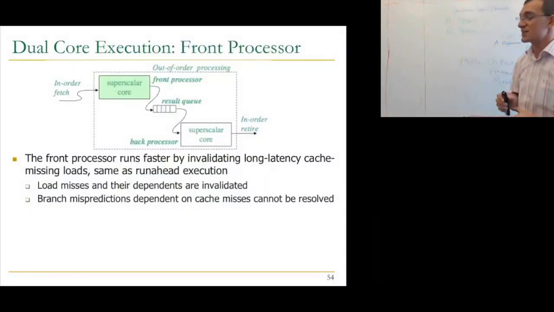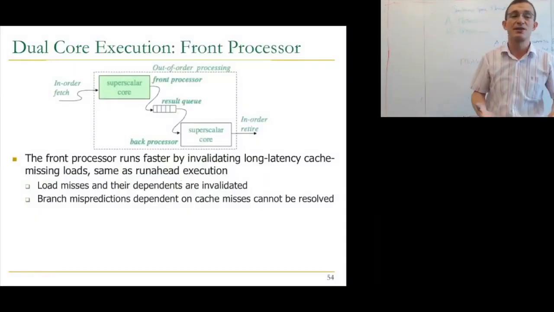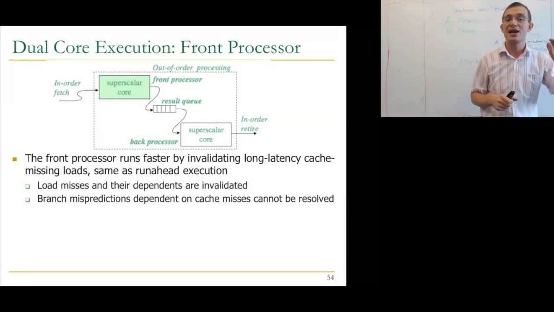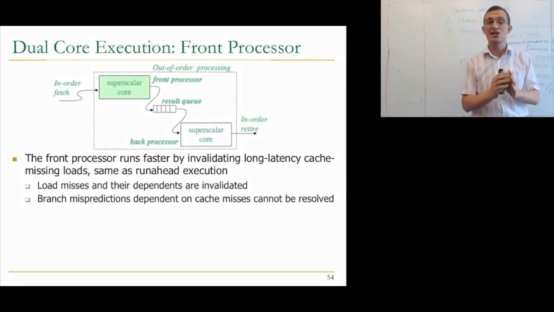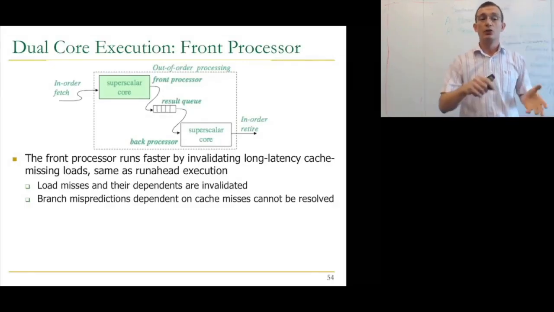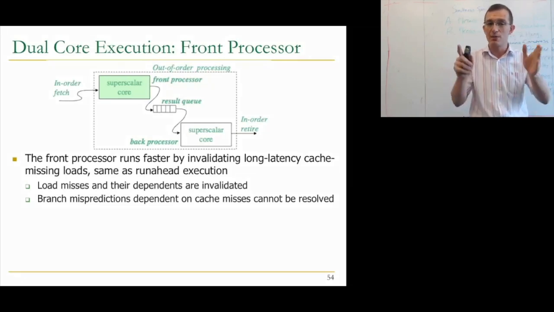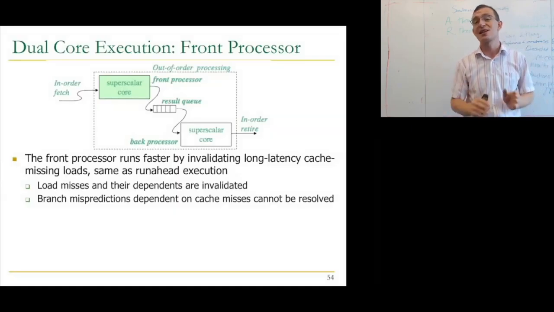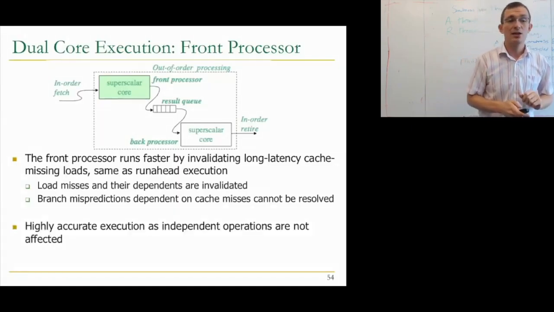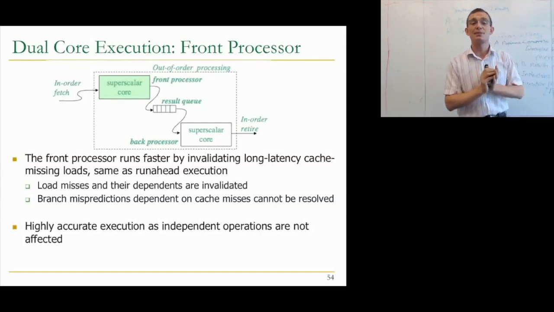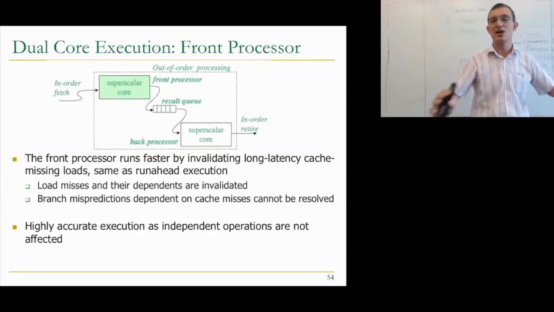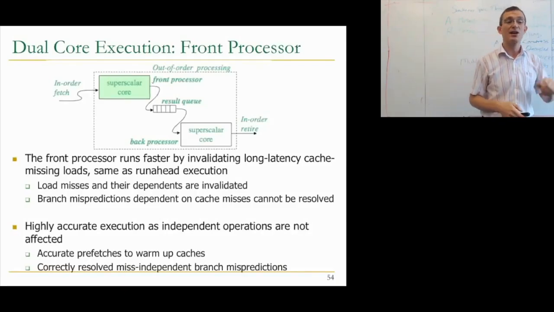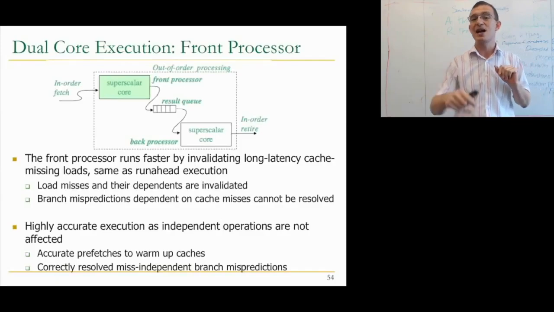Basically, the front processor, this is an instance of slipstreaming in my opinion, except it's a very different implementation. The front processor runs faster by invalidating long latency cache missing loads, just like in run-ahead execution. Load misses and their dependents are invalidated. Remember the invalid bits or bogus bits. Branch mispredictions that are dependent on cache misses cannot be resolved. Okay? So this leads to highly accurate execution as independent operations are not affected. Right? Independent operations can be executed in the front processor. They lead to accurate prefetches to warm up the caches, and they lead to correctly resolved miss-independent branch mispredictions.